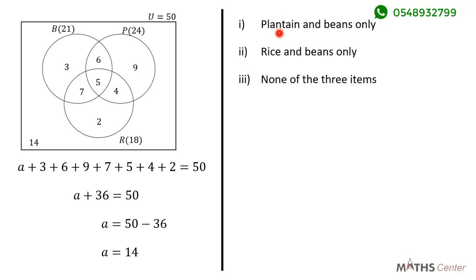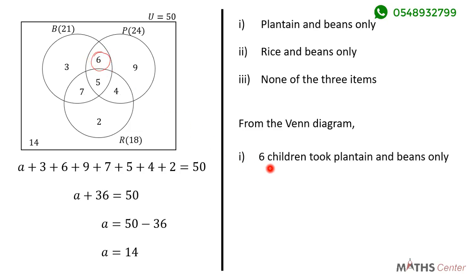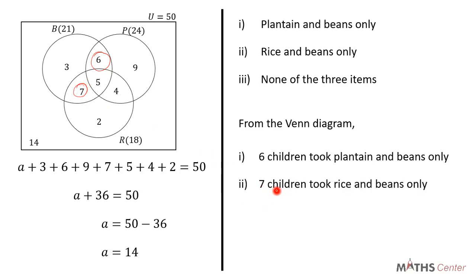The first part of the question says that we should find the number of students who took plantain and beans only. From our Venn diagram, we can see that the number of students who took plantain and beans only is 6. So 6 students took plantain and beans only. The next part says that we should find the number of students who took rice and beans only. From our Venn diagram, the number of students who took rice and beans only is 7. So we can say 7 students took rice and beans only.